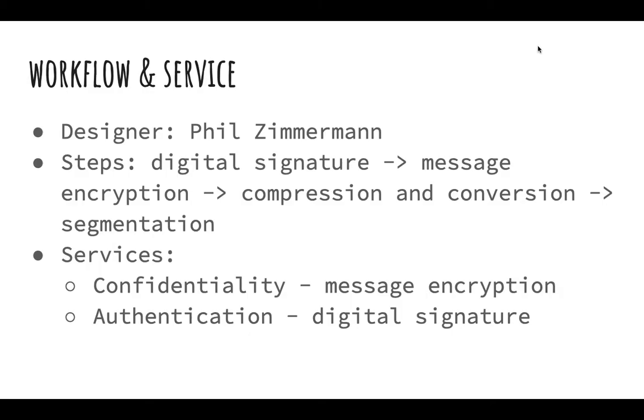Designed by Phil Zimmermann, Pretty Good Privacy is another email encryption scheme. The workflow of PGP consists of four major steps for the sender: digital signature, message encryption, compression and conversion, and finally segmentation. Similar to S-MIME, it provides two essential services for email security: confidentiality and authentication. PGP protects the confidentiality of emails by encrypting the message and the session key. The session key is generated for each email and may not be reused. It provides the authentication service by prepending the digital signature to the message.